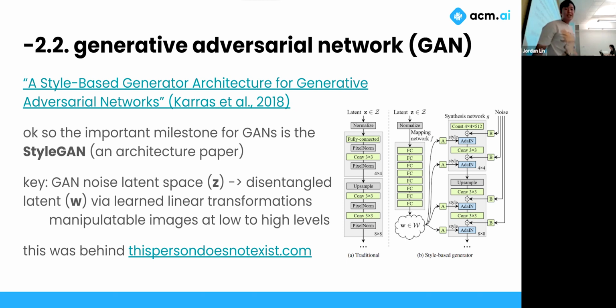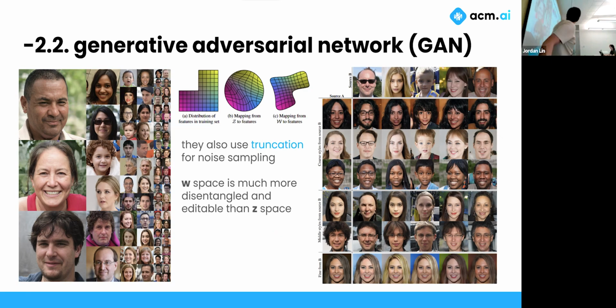And what people found is that this has two benefits. The first thing is, because you're doing this noise injection, it basically performs better. They also scaled it up. The network's pretty big. Very small by today's standards, but pretty big at the time. And the important thing is the W space is much more disentangled and editable than the Z space.